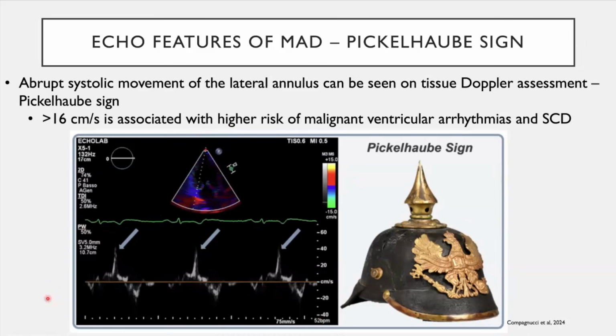Which we don't routinely do. So it's something to consider if you're thinking about mitral valve prolapse and mitral annular disjunction. Doing a tissue Doppler assessment on the apical three chamber view may be helpful.